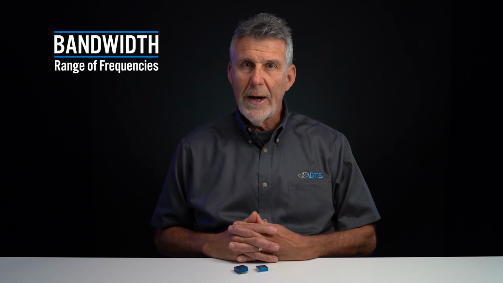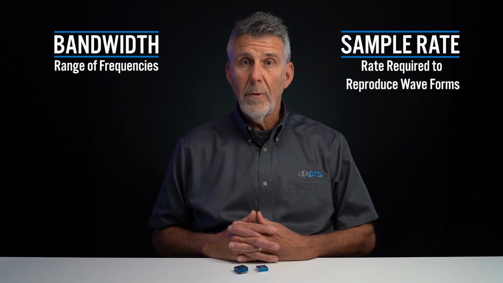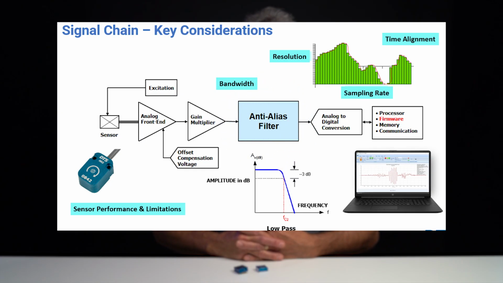Bandwidth is the range of frequencies over which accurate linear data are required, and sampling rate is the sampling rate required to accurately reproduce those waveforms. Next, we need to apply a low-pass anti-alias filter in front of the analog-to-digital converter. The purpose of this filter is to allow the signals in the required bandwidth to come through unattenuated, but also significantly attenuate or reduce the amplitude of signals above the required bandwidth in order to minimize aliasing.